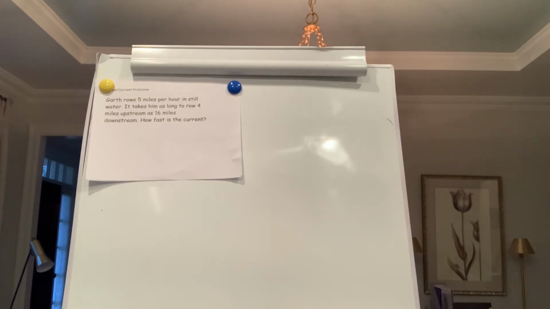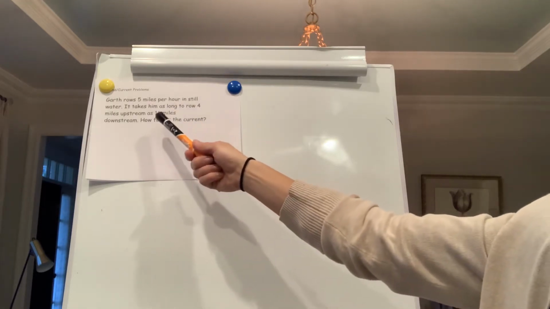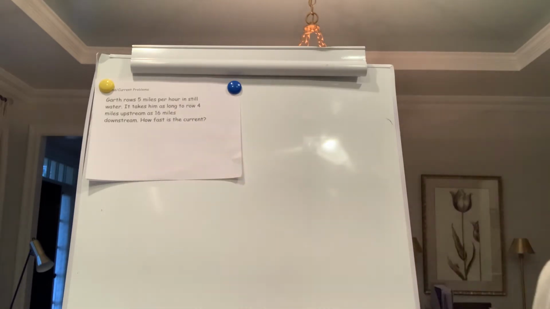So our problem says Garth rows 5 miles per hour in still water. It takes him as long to row 4 miles upstream as 16 miles downstream. How fast is the current? So one of the things that you need to remember in this type of problem is the difference between the current and going upstream and downstream.